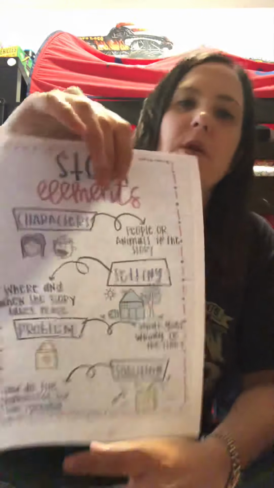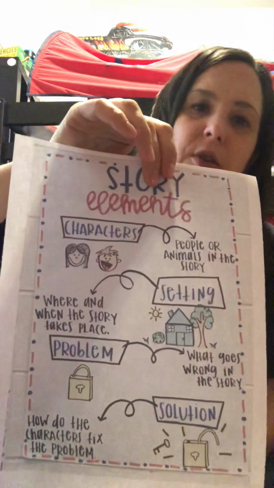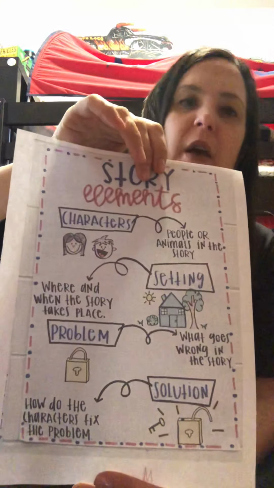Good morning, first grade. Today we're going to continue our unit that we just started on characters, meeting characters and learning lessons. Yesterday you were introduced to the difference between fiction and nonfiction. Today what I want to do is introduce you to story elements. Story elements, as you can see in the chart, include characters, setting, problem, solution. Every fiction story that you read has characters, setting, problem, solution.